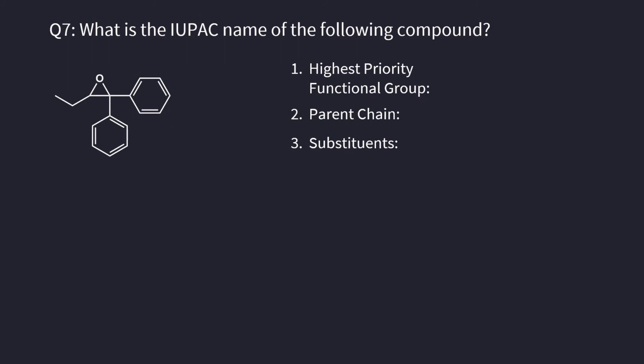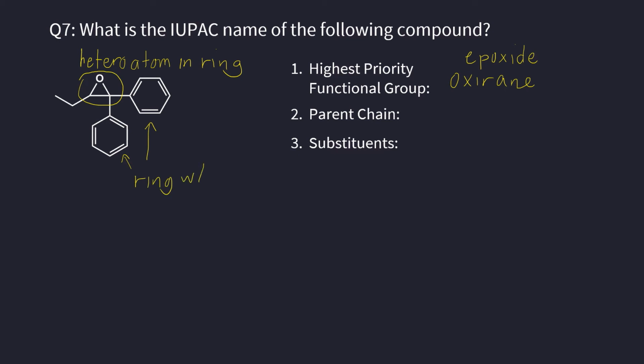For our next example, we have the following molecule. So like I said before, we have to gravitate our attention to the heteroatoms. And you'll notice that this has a 3-membered cyclic ether functional group. We call this an oxirane ring, also known as an epoxide functional group. And this oxirane takes precedence over the phenyl rings because it has a heteroatom in the ring rather than just a ring built with carbon atoms.